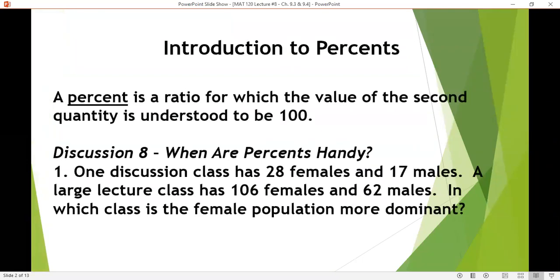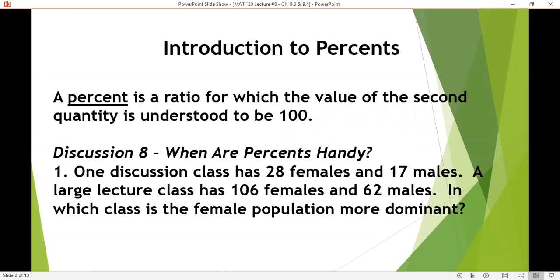Okay, so first let's talk about this important word percent, and we need to be familiar with what a percent is, and we're going to throw that word around a lot, so we want to make sure that we're comfortable with what it means. A percent is a ratio. It's just a ratio. When you see the percentage sign, I want you to think it's something of a ratio. It's the ratio for which the value of the second quantity is understood to be 100. So if you say 65%, it's the same as writing 65 colon 100 or 65 over 100.